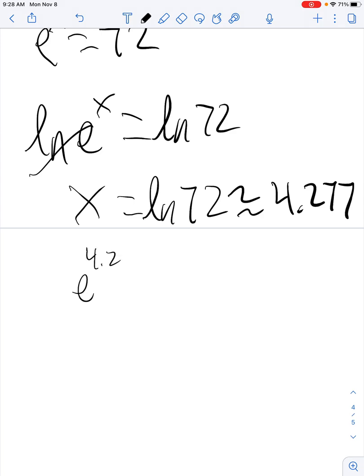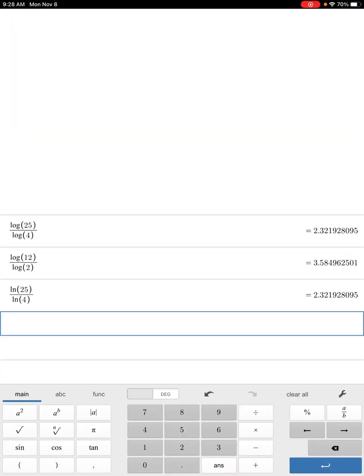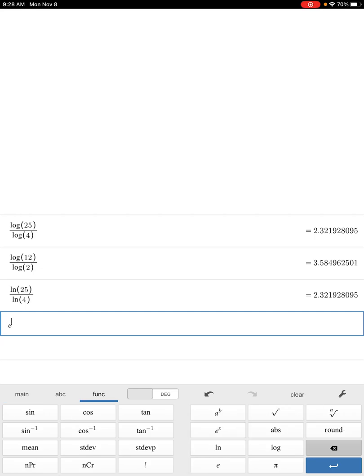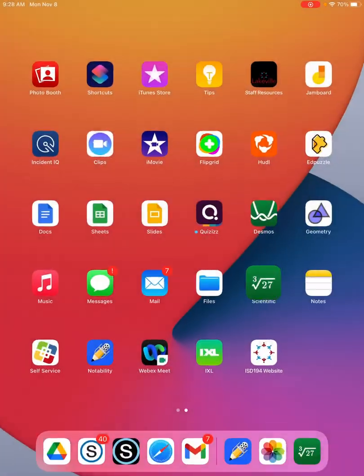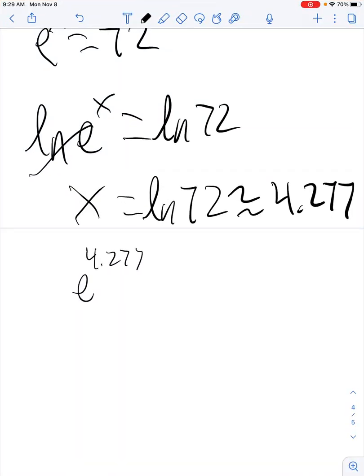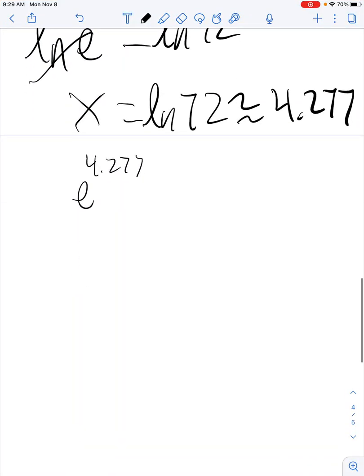We could check this in the original equation. So again, if I put e to the 4.277, I should get 72. Let me type that into my calculator right now. Okay, so let's see here. Function, give me e to the 4.277, and I do get approximately 72. Again, it's not going to be exactly the same because we are rounding our answer.